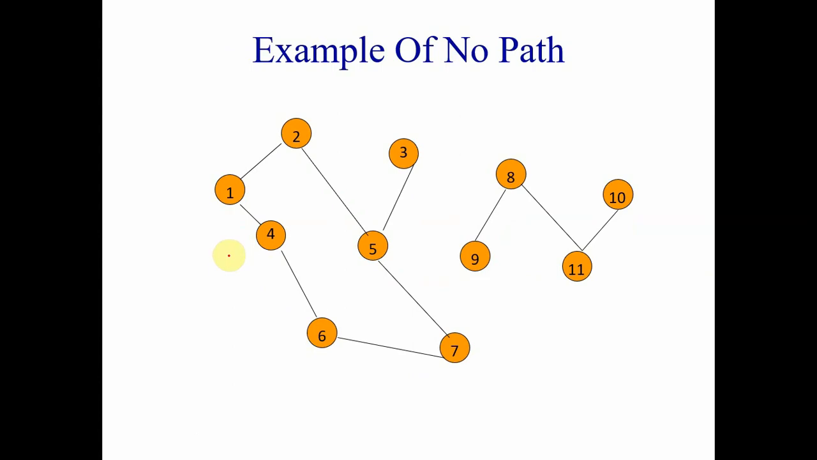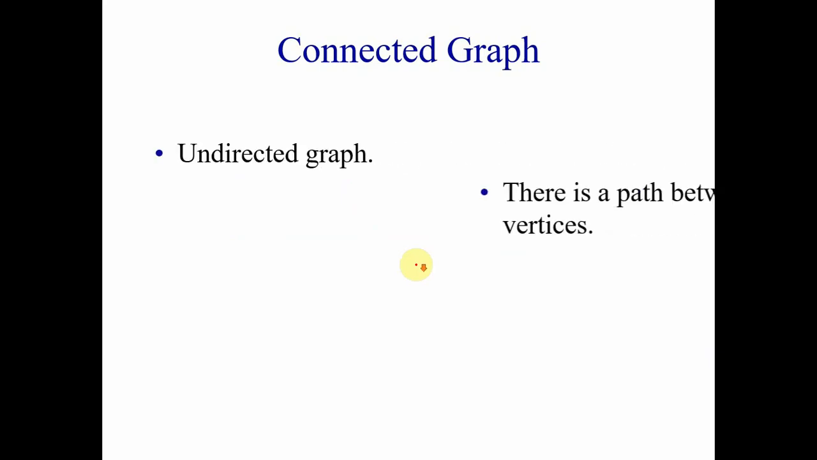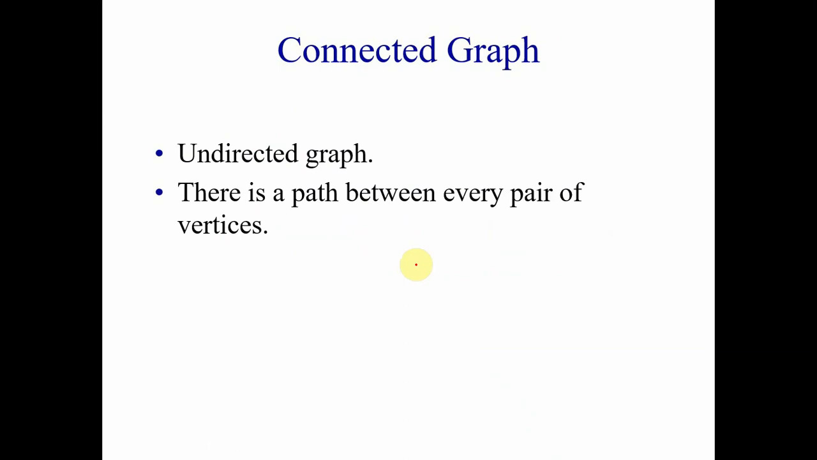There's another consideration: that there's no path at all. For example, in this graph, there is no path between node 2 and node 9. So it comes to the concept of a connected graph. It is an undirected graph, and there is a path between every pair of vertices.